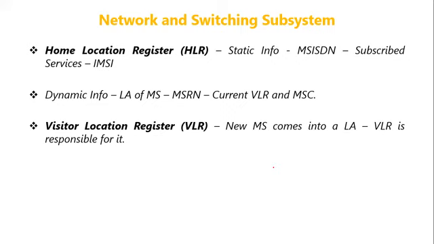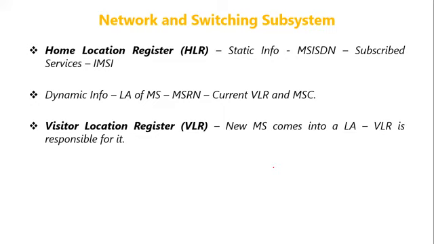The Home Location Register is a register that is part of the network and switching subsystem. The subscribed services may include features like call forwarding, roaming restrictions, and GPRS. The International Mobile Subscriber Identity, the IMSI number, which is the SIM card number, is also stored in the HLR. So the static information the HLR contains includes the MSISDN, the subscribed services like call forwarding, roaming, GPRS, and the IMSI number.